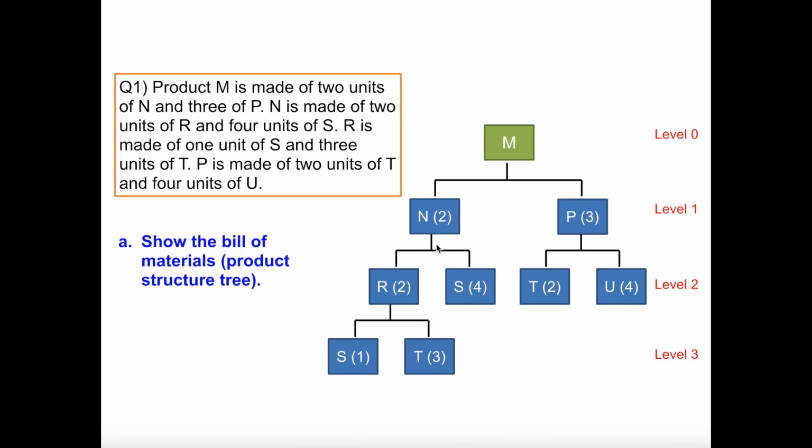At the first level, subcomponent N consists of 2 units of R and 4 units of S. At the second level, component R is comprised of 1 unit of S and 3 units of T. At the first level, subcomponent P is made of 2 units of T and 4 units of U. So this BOM structure has 3 levels of components to produce a final product M. This is the bill of materials to make a product M.